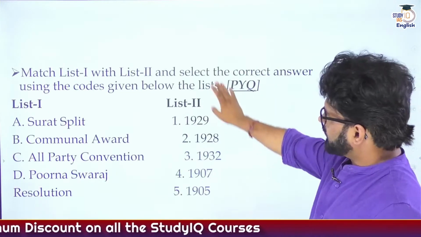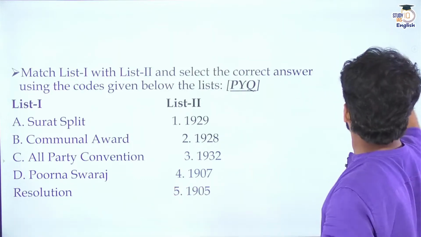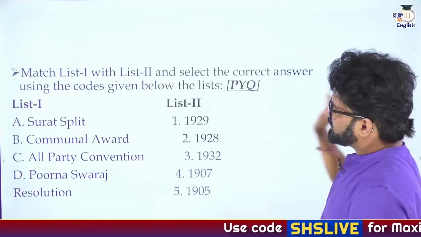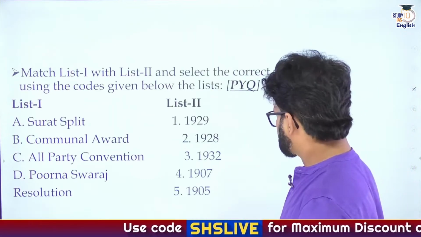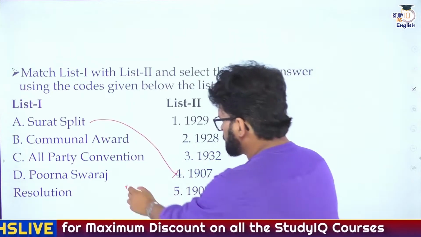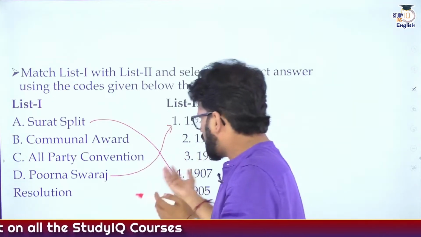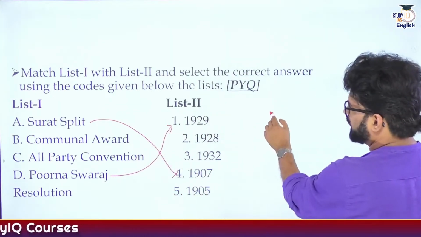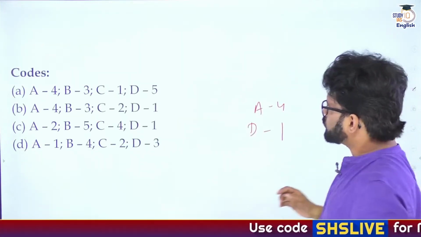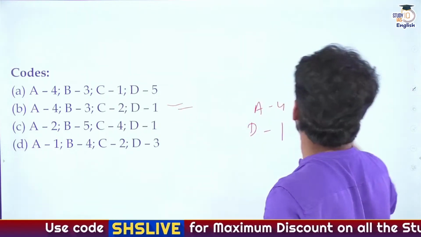Third question of the day. You have to match list 1 with list 2. These are the options. Even if you know certain things, like the Surat split happened in 1907, and the Purna Swaraj resolution was in 1929, Lahore session, Guru Randhawa, Lagdi Lahore diya. So let's say you know A4, D1. That was the thing which we know, A4, D1. Are we able to solve this question? Yes, sir. A4, D1. B is the answer.